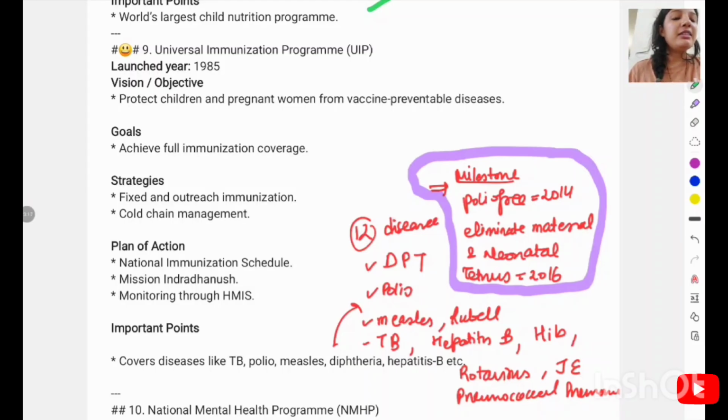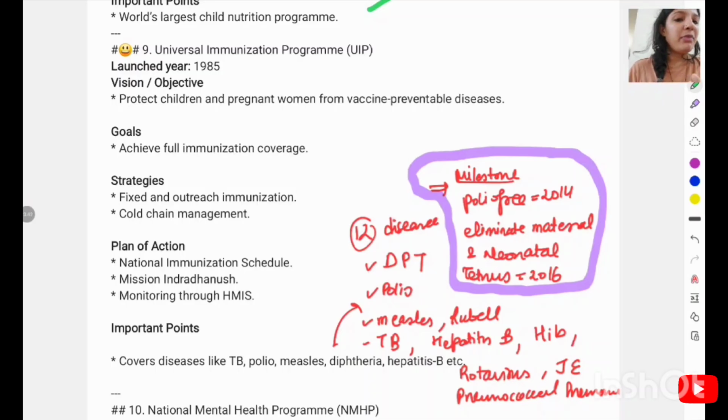Strategy is fixed and outreach immunization. Then cold chain management, because vaccines we have to preserve by cold, so cold chain management. Then plan of action: the national immunization schedule is launched. Mission Indradhanush is coming, and you have to comment what diseases we are addressing, or what vaccines we are giving for this Mission Indradhanush.